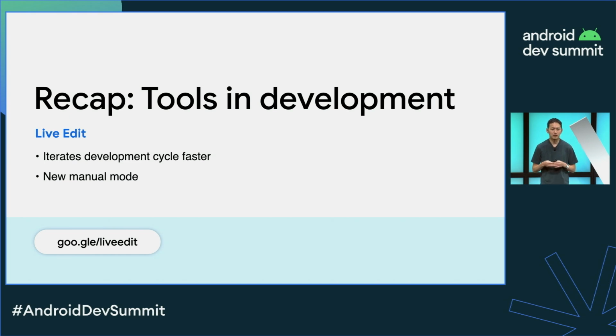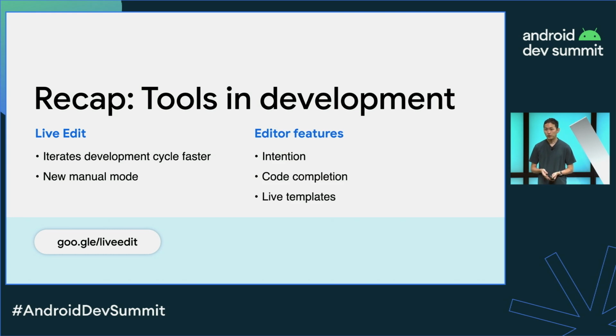Let's recap what I have talked about in the development phase. I explained that live edit makes the development cycle faster, and the manual mode that is added in Flamingo. Check out the linked URL for more details. I also talked about the editor features. They are divided into 3 categories. I explained some of them, but we are working on more to come in addition to those.